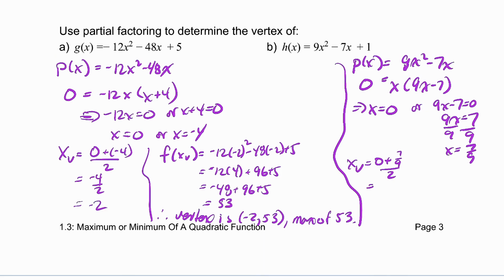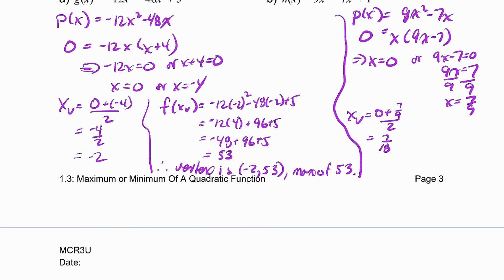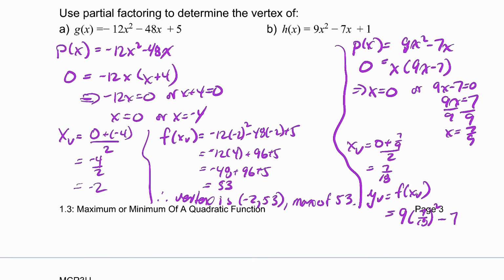So in this case, that's 7 over 18. So it's going to be a little bit tricky because we're dealing with fractions, but not too bad. In order to get the y coordinate of the vertex, we need to do f of xv. So that's going to be 9x squared. So 9 times 7 over 18 squared minus 7. Oops, I gotta go back to the original function, plus 1.